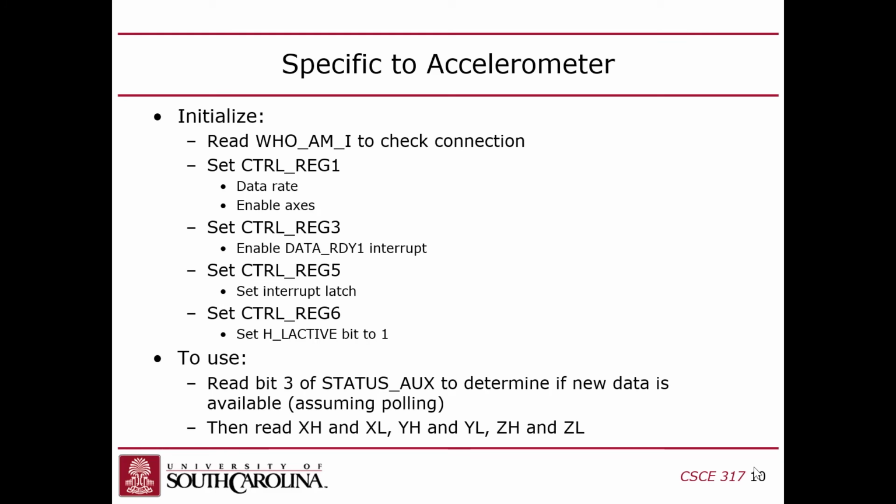Then control register 6, there's the HL active. I forget what that is. What's the L active do again? I was just looking at it, and I should probably check the data sheet because I have it right here. There's one of them that keeps it latched. Yeah, I was just looking at that, and I don't remember what it is now.